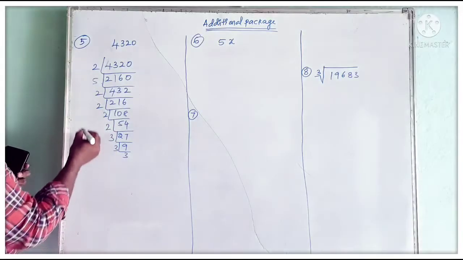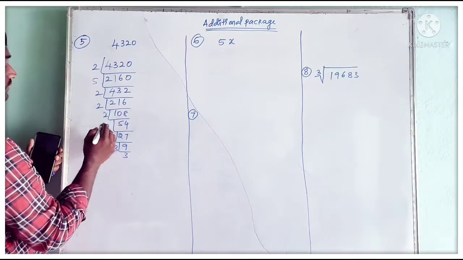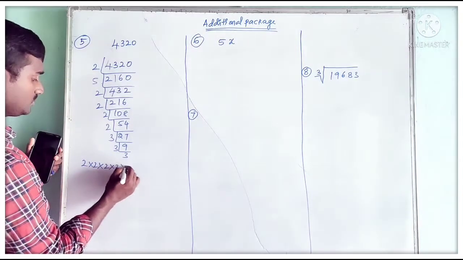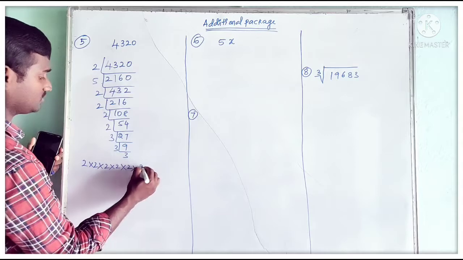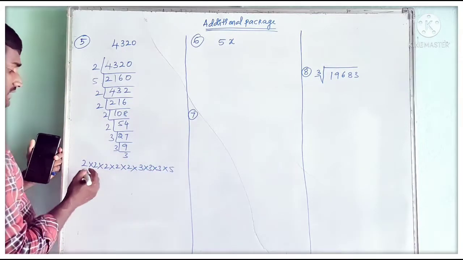So now we can write those numbers together. How many 2s we have? 1, 2, 3, 4, 5. So 2 into 2 into 2 into 2 into 2. How many 3s we have? 3 3s. 1 into 3 into 3. How many 5s we have? 1 5.